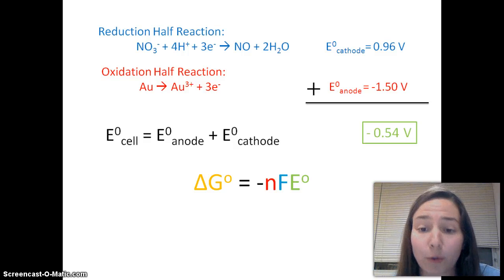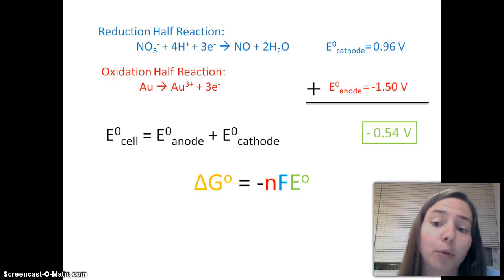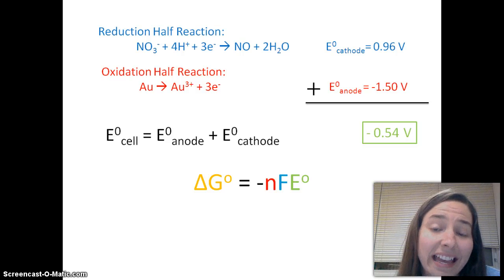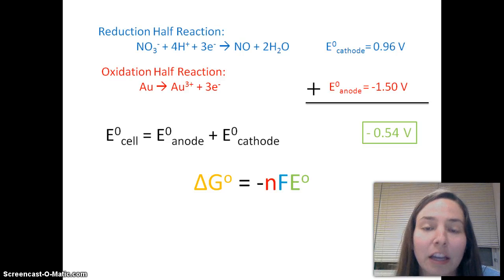Now take a look at this equation. If I have a negative value put in for E, we can see that a negative times a negative is going to be a positive. So our delta G value is positive, and therefore this is a non-spontaneous process. So if I clumsily, accidentally drop my gold wedding ring in 1 molar nitric acid, I will be just fine.